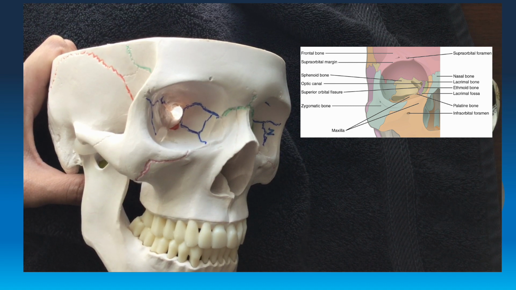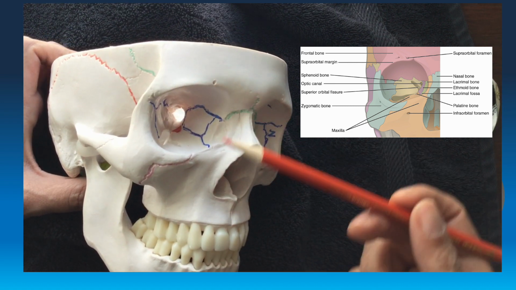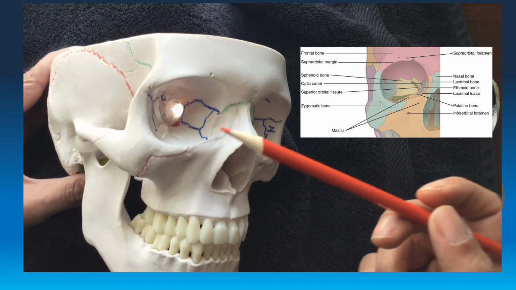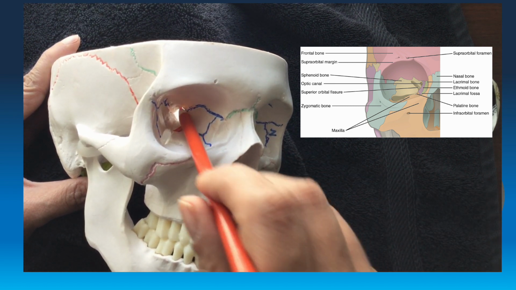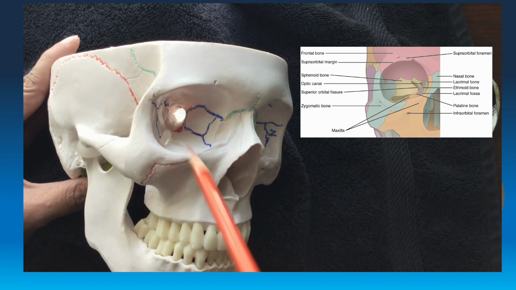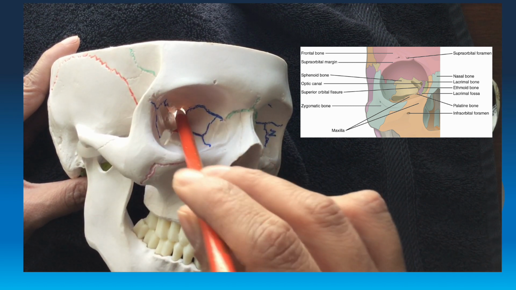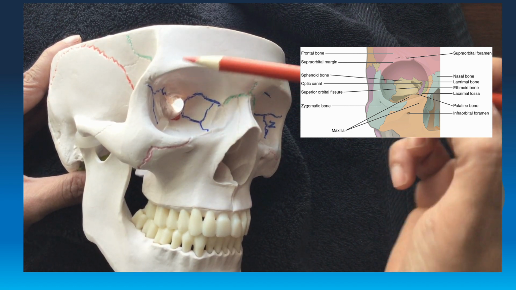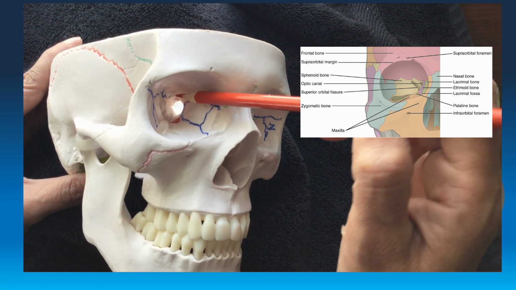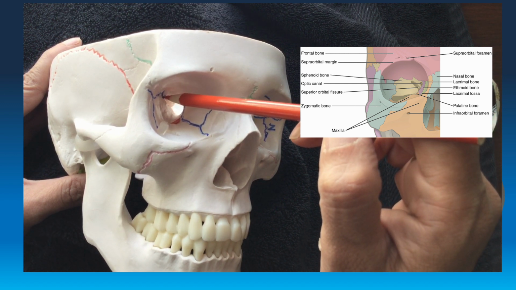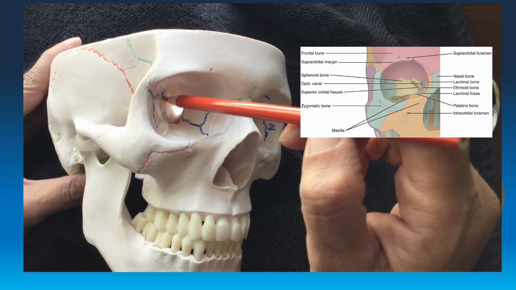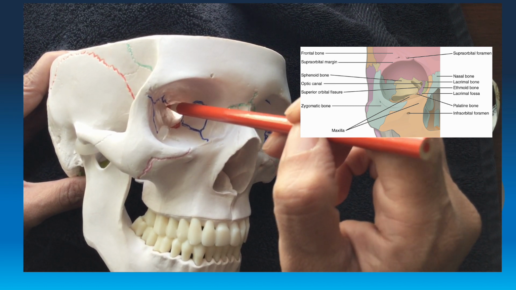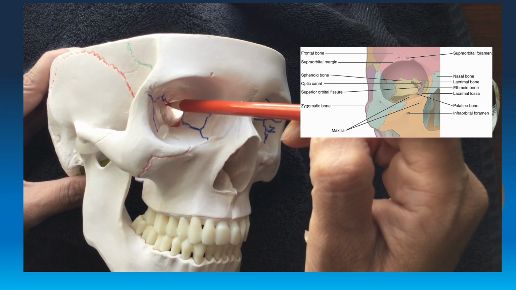Now let's take a peek at the orbit, looking at all the structures that are present in the orbit, right? So the first thing I want to orient you to is, of course, this. And I think by now you know that's going to be your optic canal. Then you've got the frontal bone right here, right? That goes up there. Then up here, you're going to have the sphenoid bone that's going to start, and that's the lesser wing of the sphenoid bone. And then there's that fissure right there. That's the superior orbital fissure.